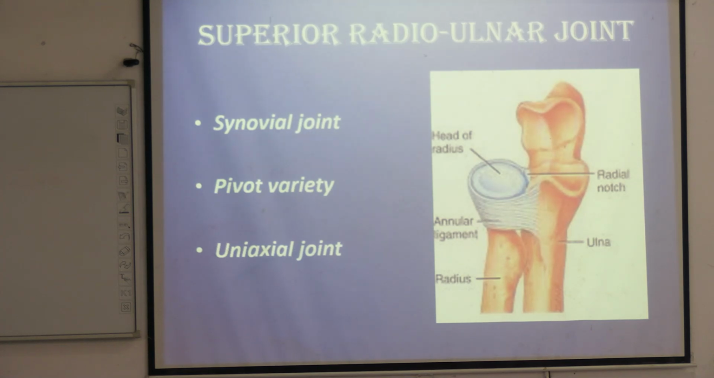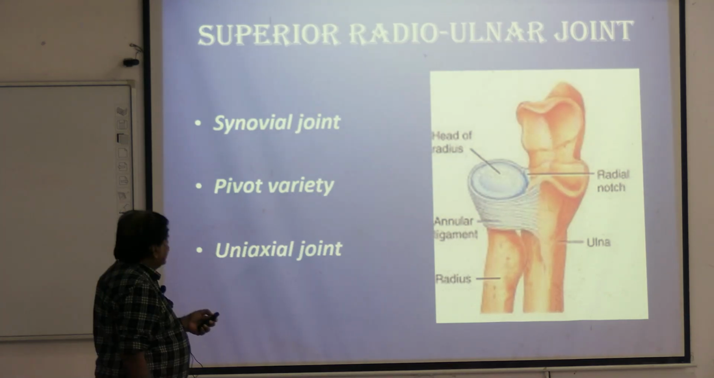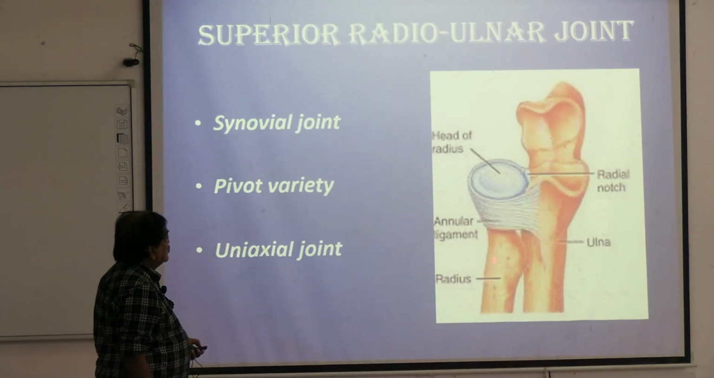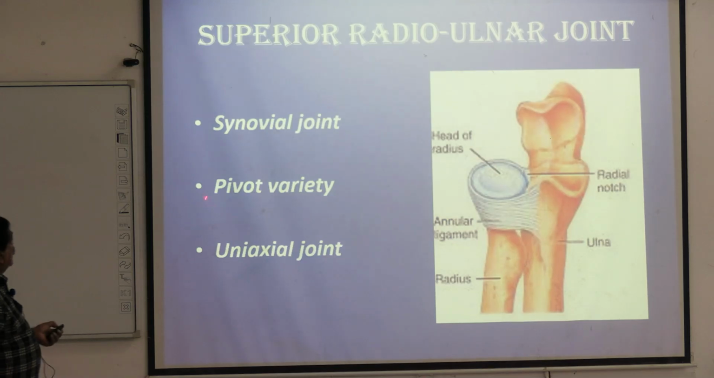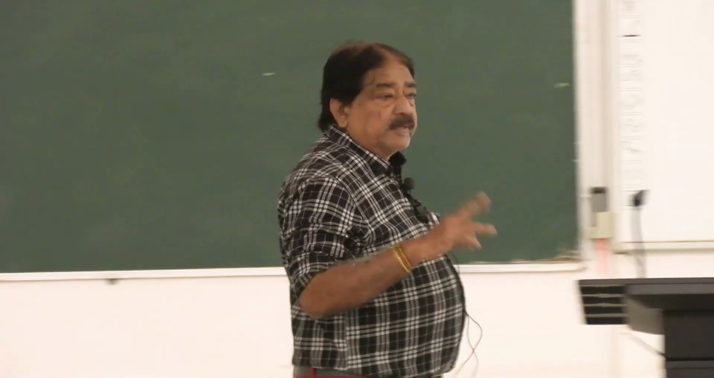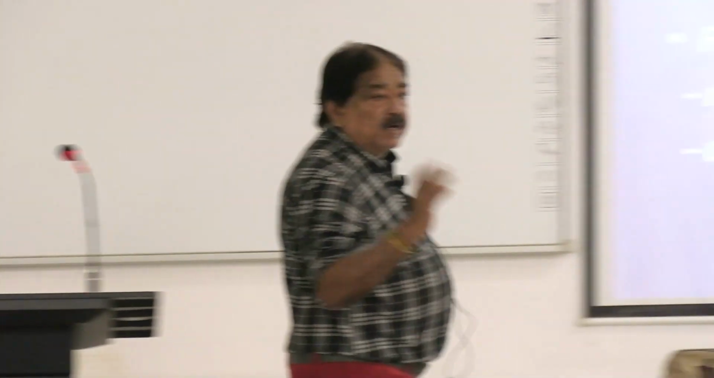Now these three bones are the components of the elbow joint. Now you see the head of the radius, this is the radial notch, annular ligament, this is the ulna, and this is the radius. Synovial joint, pivot variety, uniaxial joint. Now, articulating surfaces. I told you at the start of the lecture that two bones or three bones or multiple bones, they articulate with each other to form a specific joint.